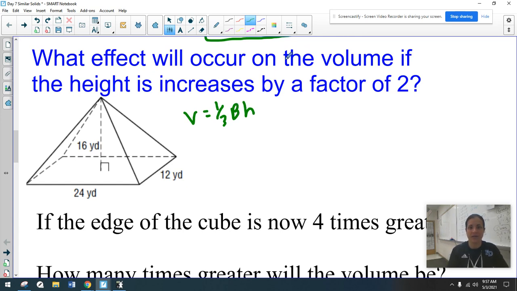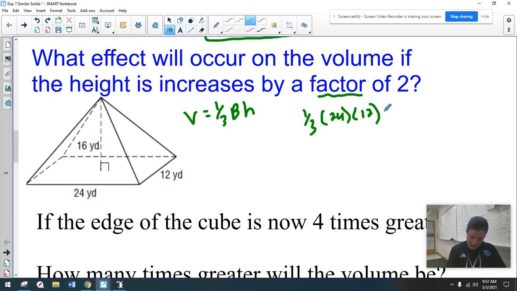Okay, so if I'm trying to do this, it increases by a factor. Remember, factor means multiply. Factor of 2. So if I do that, I'm going to end up doing 1/3 times capital B. So capital B is 24 times 12. I'm just going to write the numbers in there.